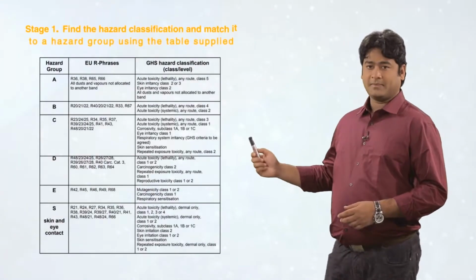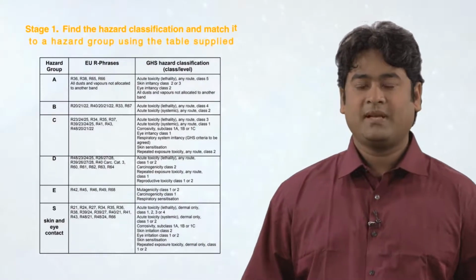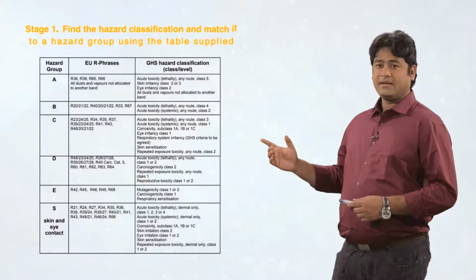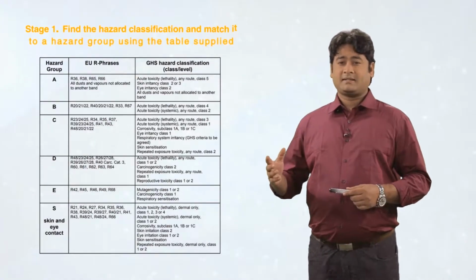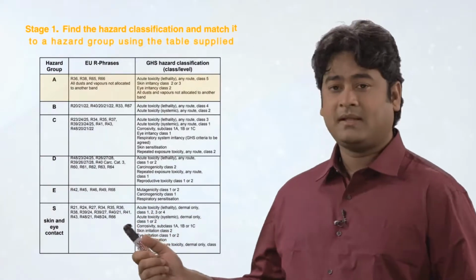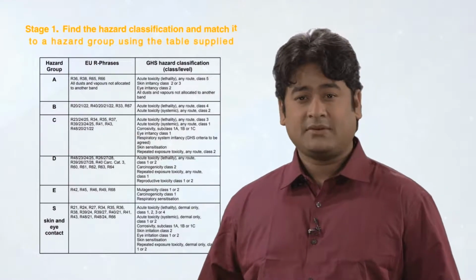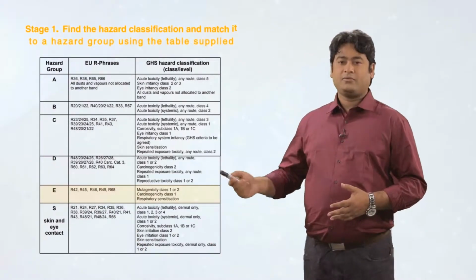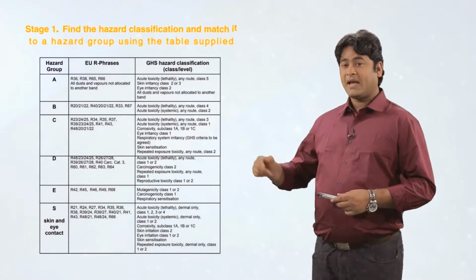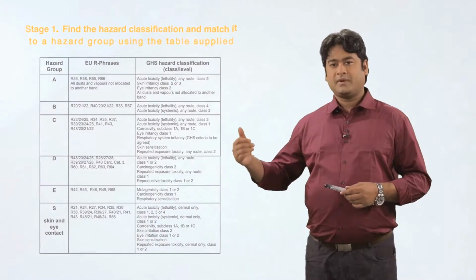This is the hazard group table. In stage 1, based on the information available in the safety data sheet, we need to identify which group these chemicals fall into. For example, if you see the table, if this chemical has a property like eye irritancy class 2, it will fall under hazard group A. If this chemical has properties such as carcinogenicity class 1, it will fall under hazard group E. Similarly, we need to go through all the information from the safety data sheet for particular chemicals, and we need to match with this GHS classification, and accordingly find out which hazard group it falls into.